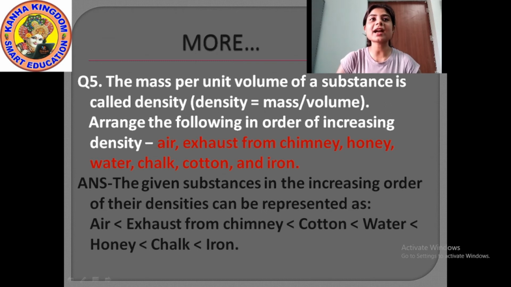So this is the increasing order of density of the following. This is how the following substances are arranged. These are the increasing order of the density of the following substances. Understood?